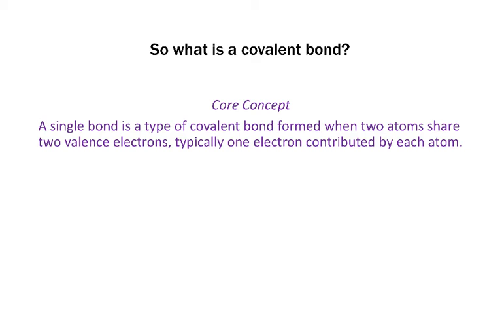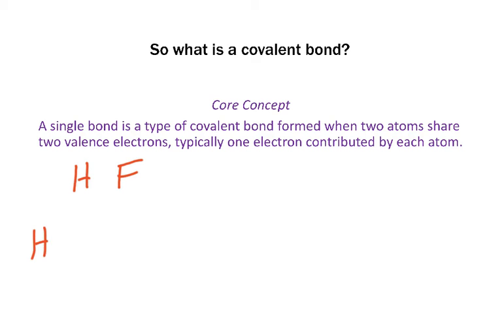So what is a covalent bond? The key concept here is that a single bond is just a type of bond formed when two atoms share 2 valence electrons. Typically, 1 electron contributed from each atom. So an example on a previous slide of a small covalent bond molecule is HF, right?